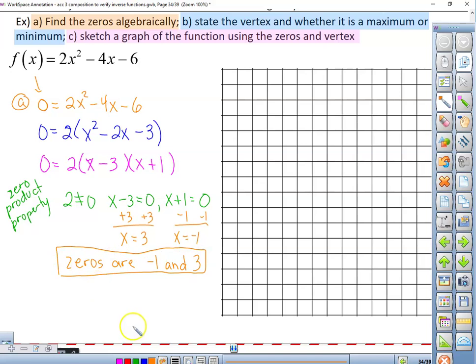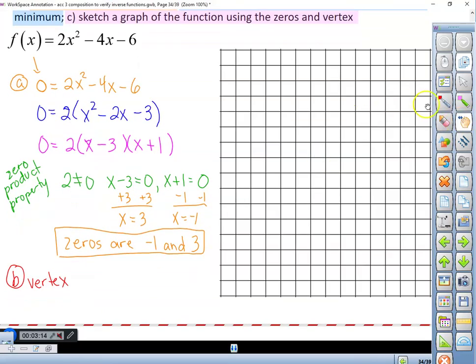Alright, so that completes part A. So now we're going to take a look at part B, which is to state the vertex and whether it's a maximum or minimum. So for our vertex, we have to calculate h. So our h, remember, is negative 1 times b divided by 2 times a.